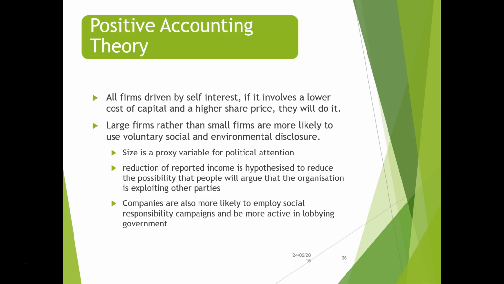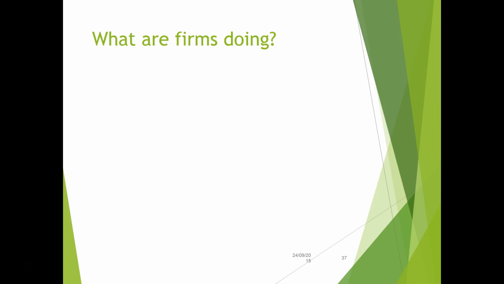Reduction of reported income is hypothesised to reduce the possibility that people will argue that the organisation is exploiting other parties. So if your business is making a whole lot of money, it looks like you must be exploiting someone, exploiting the local people and not paying them enough money, exploiting the environment and not doing enough to protect it. Companies are also more likely to employ social responsibility campaigns and be more active in lobbying government if they are larger. So, what are firms doing?